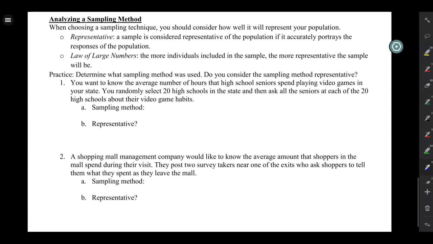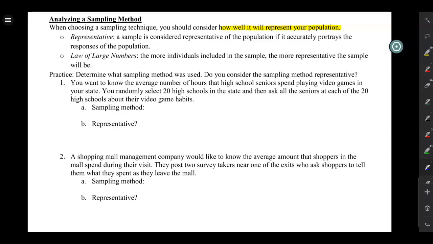So when you're choosing a sampling method, your big question is, how well is it going to represent your population? Remember, you're going to take your sample, and it's going to be maybe 100 of the 1,000 people that are in your population. And you're going to say, just based on how those 100 people in your sample respond, you're going to make conclusions about your entire population.